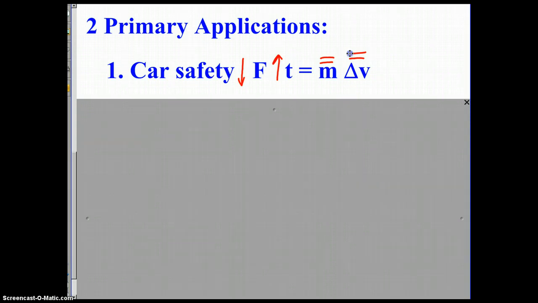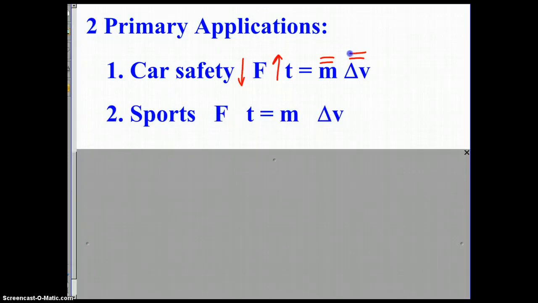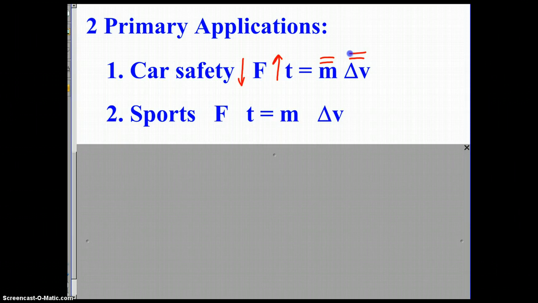There's the reason for the airbag and the seat belt. What the airbag and the seatbelt do is they cause that occupant's change in velocity to take place over a greater amount of time, therefore reducing the force on the occupant and hopefully giving them a chance to survive the crash. Okay? All right. The next application of the impulse momentum theorem is in the application of sports.